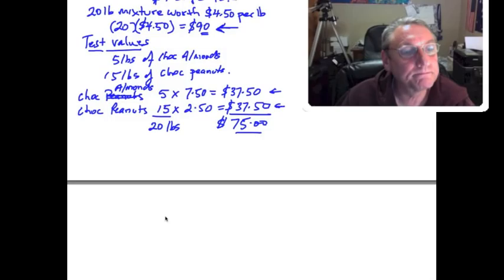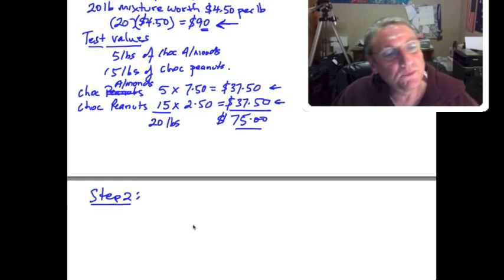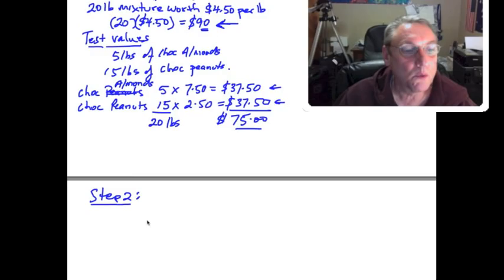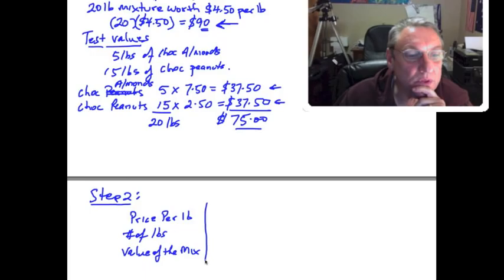Step 2. Now sometimes it's good to set up a table to do this. And so let's set up a table here. We're going to have a price per pound, and we're going to have the number of pounds, and we're going to have the value of the mix. Okay, so let's put this down to a table.